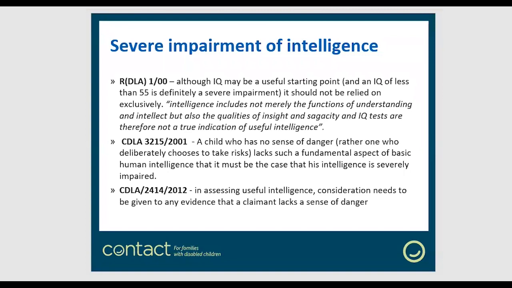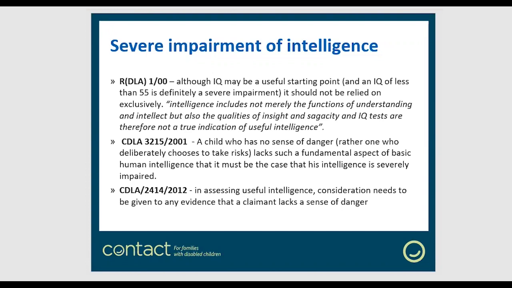So it's actually a test of how you can apply your intelligence in the real world. Do you have the ability to weigh up things, to see the world as it really is? And in particular, there's been some case law that suggested that what's a quite critical issue is whether the child has any sense of danger or not. And that in itself, a lack of any sense of danger, could suggest that the child has a severe impairment of intelligence.